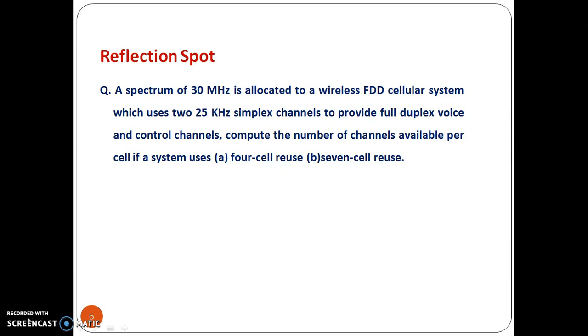Now let us go for one reflection spot question. A spectrum of 30 MHz is allocated to a wireless FDD cellular system which uses two 25 kHz simplex channels to provide full duplex voice and control channels. Compute the number of channels available per cell if a system uses (A) 4 cell reuse, and (B) 7 cell reuse. Now the learners can calculate the number of channels available per cell if the system is using a 4 cell reuse system and a 7 cell reuse system. By this we will know how many channels there are per cell in a system.